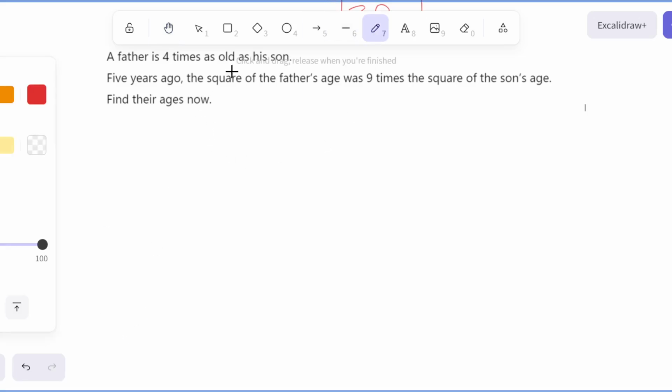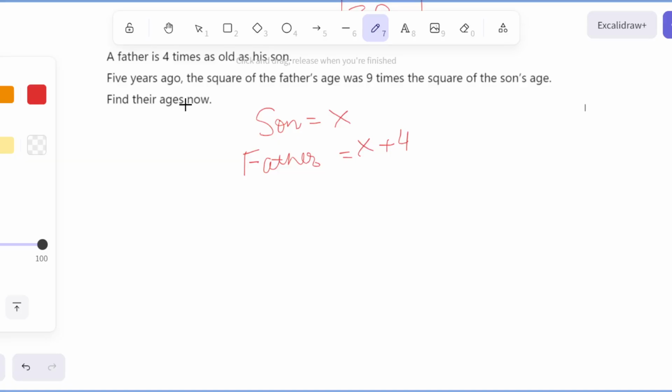Okay, so the father is 4 times as old as his son. Let the son's age be x and the father's age be x plus 4, you can say, because the father is 4 times as old as his son.